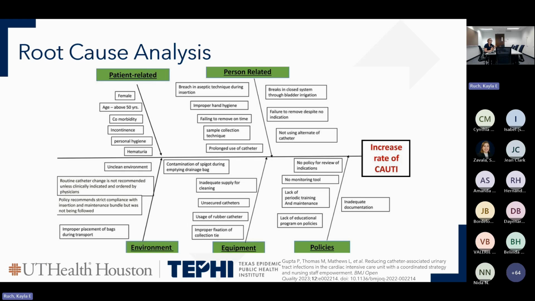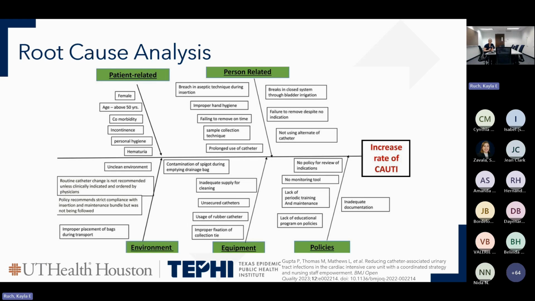Did they have a central line? Did they have a urinary catheter? Did they go to surgery? Were they on dialysis? What was their environment? Were they in a single room or a multi-room? Did they move around a lot? Did they have a lot of ancillary services such as PT, OT, additional imaging, lab draw? Who was involved in that patient's care?